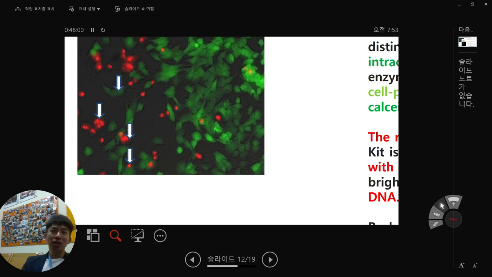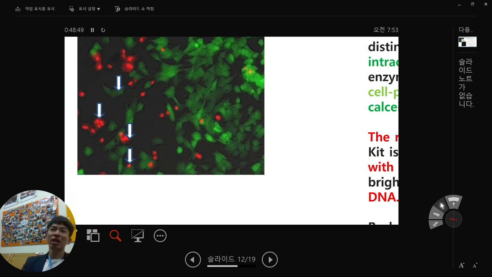Okay, but what will happen when they are combined together, red and green? Your red dye can go inside through the cell membrane rupture and then bind the DNA. At the same time, your green dye, calcein AM, can go inside, and even though the cell membrane is ruptured, your enzyme can still activate and convert your calcein AM to calcein, giving green fluorescence. So they are ongoing that. Okay? So we can count these two dyes co-localized as dead cells, because the cell membrane is always ruptured.